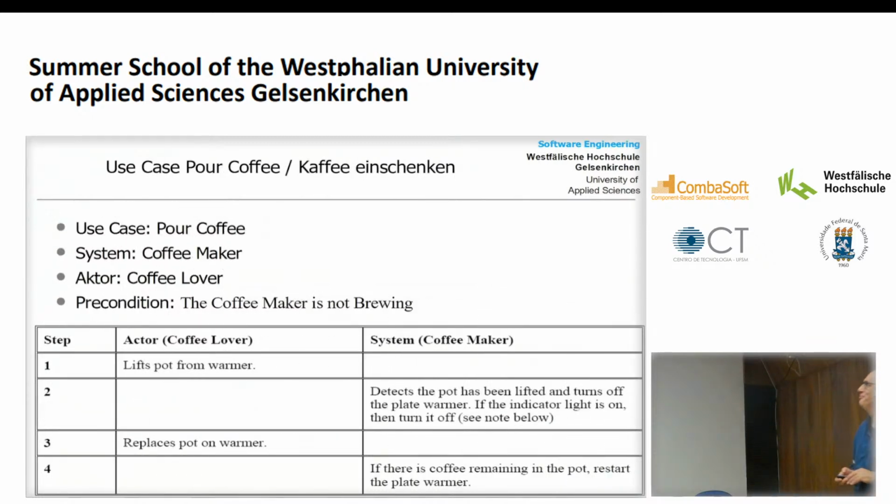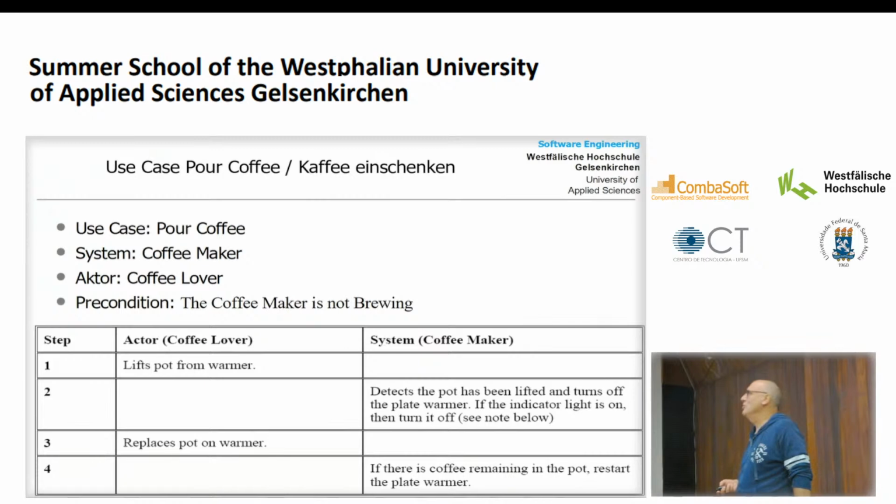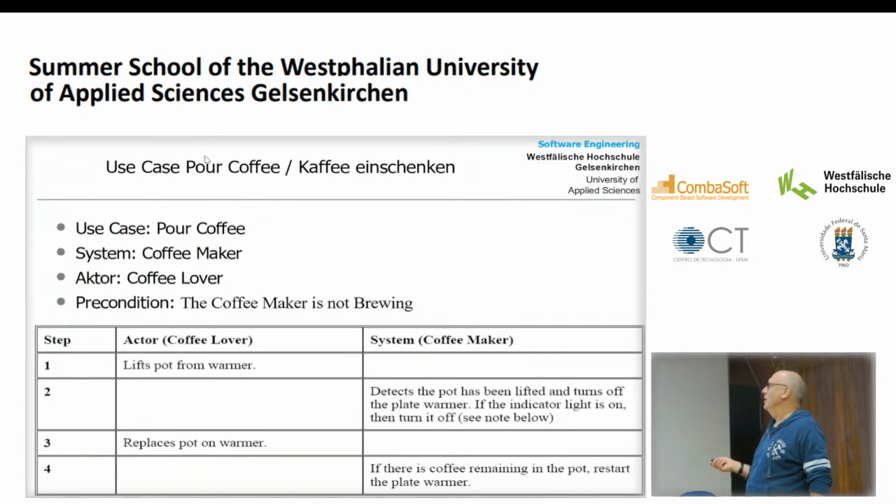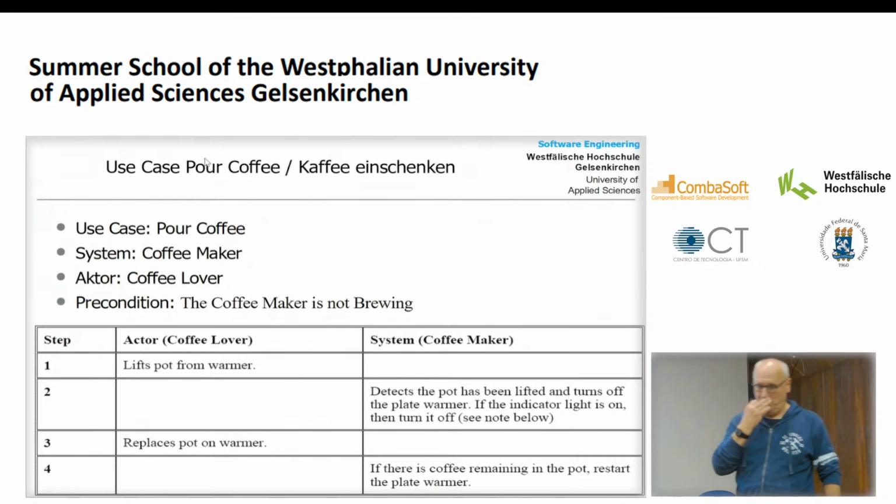Okay, the second use case is you pour coffee, by the coffee lover or the husband of the coffee lover. The actor has a precondition, and the precondition is that the coffee maker is not brewing. So you lift the pot from the warmer, the system detects that the pot has been lifted and turns off the plate warmer. The indicator light is on, then turns off. We replace the pot on the warmer after we pour some coffee. And if there's coffee remaining in the pot, we start the plate warmer.